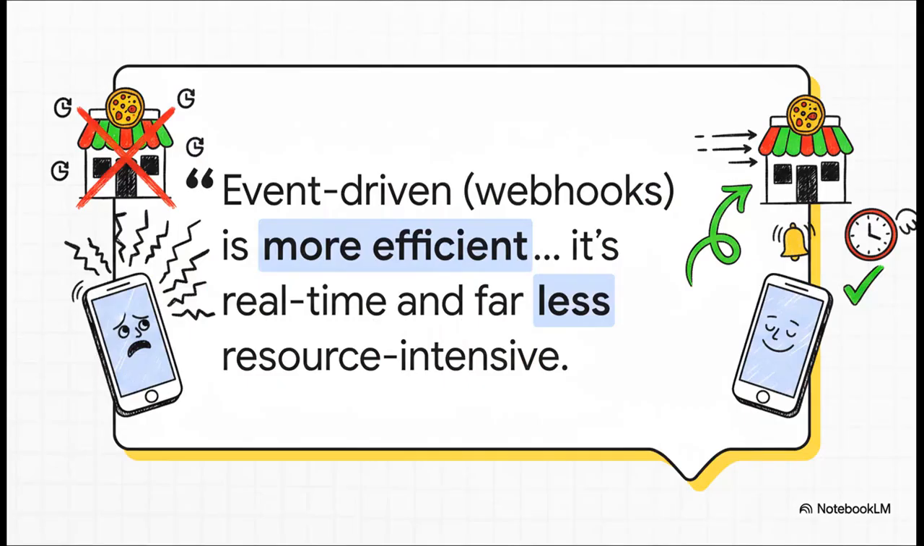And this efficiency is a huge deal. The old way of doing this was called polling, which is basically like you constantly calling the pizza place every 30 seconds to ask for an update. As you can imagine, that's incredibly inefficient. A webhook is just so much smarter. It just tells you when something important happens, which saves a ton of time and resources.